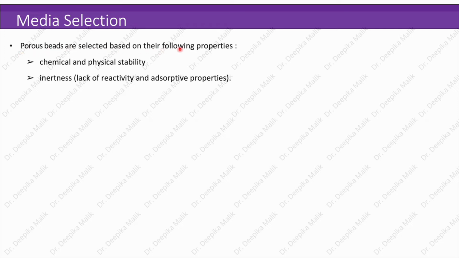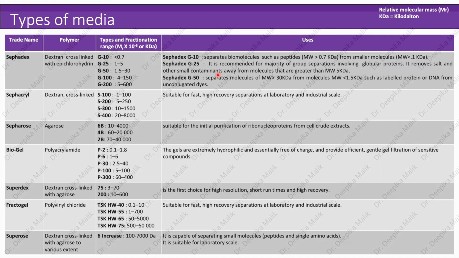Porous beads are selected based on the following properties: chemical and physical stability and inertness, that is, lack of reactivity, and adsorptive properties. That is, the media that we are using for making the gel beads should not react with the compound to be separated and should not adsorb the compound, because we want our components to pass within the gel beads. The following table shows the trade name of the different media along with the type of polymer they are, the types and fractionation range that they offer, and the uses.